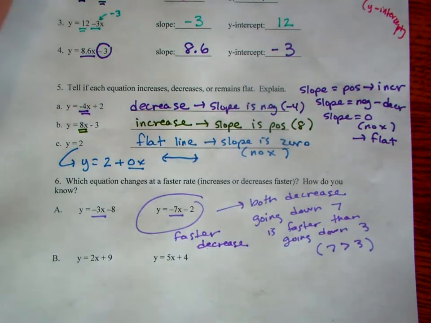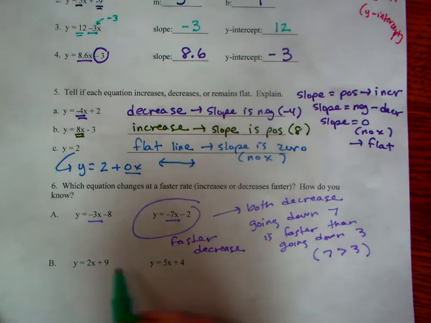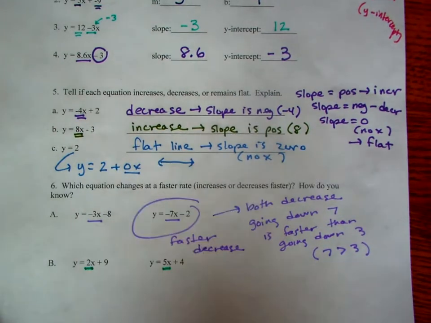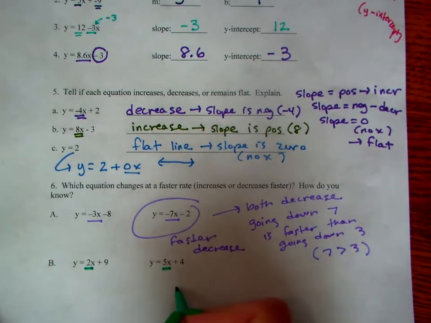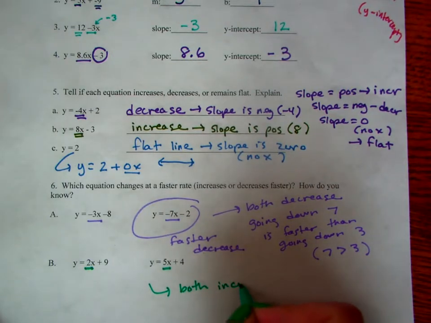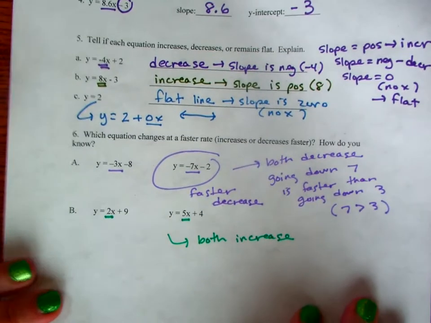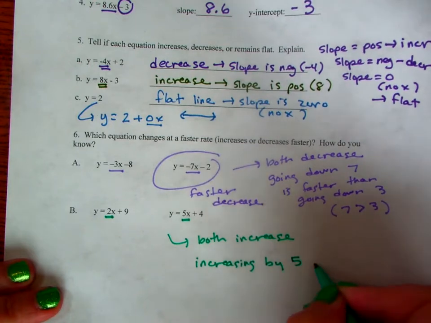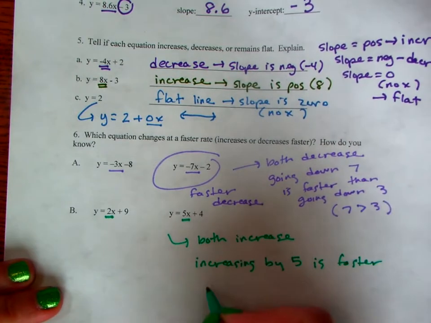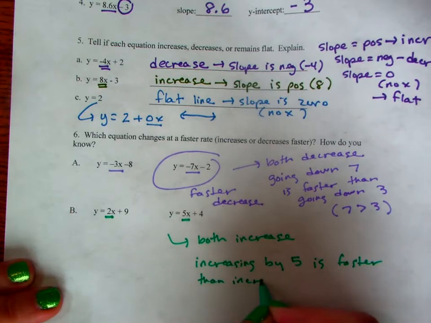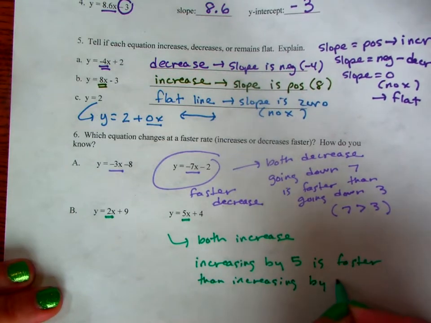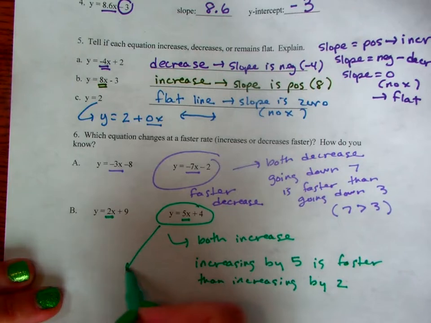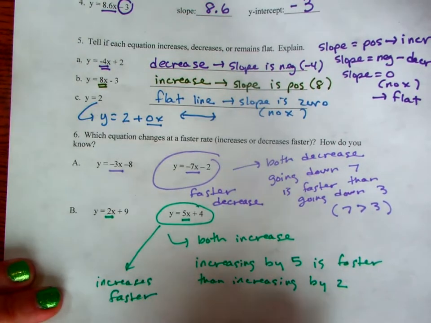Okay, so the next one here, if we look at these two, and we're again only comparing slopes, both increase. Okay, but increasing by 5 is faster than increasing by 2. So this one here will increase faster.